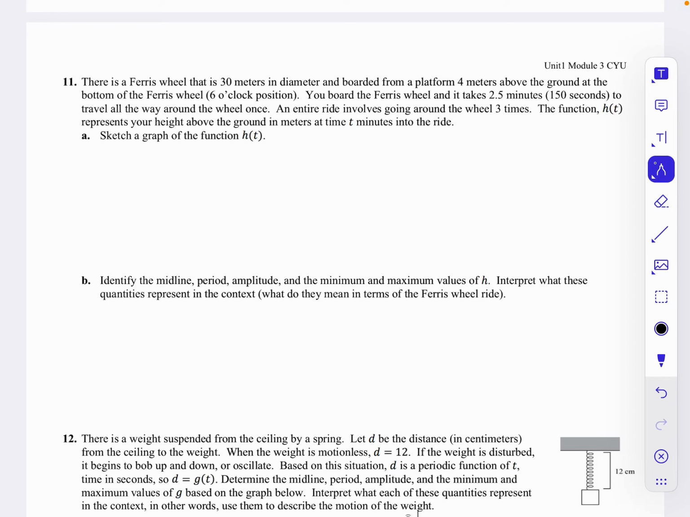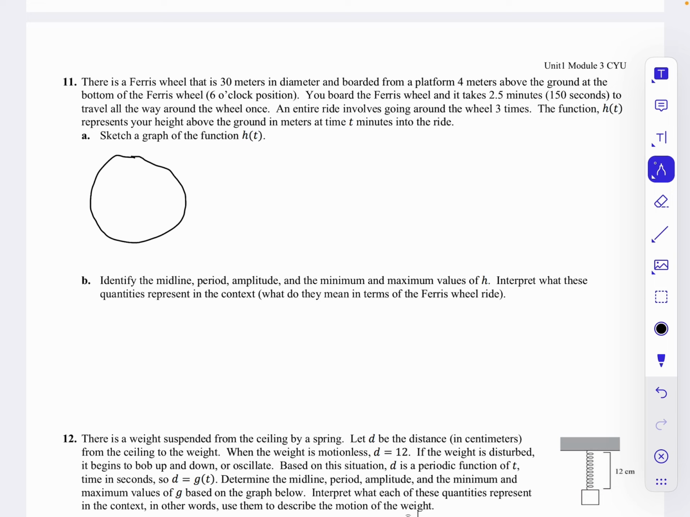The last two problems are focused on periodic functions described in context, and then interpreting what each of those parts of the graphs that we've been identifying on the previous problems represent. So the first one's going back to looking at a Ferris wheel. If you think about a Ferris wheel, it's a circle.